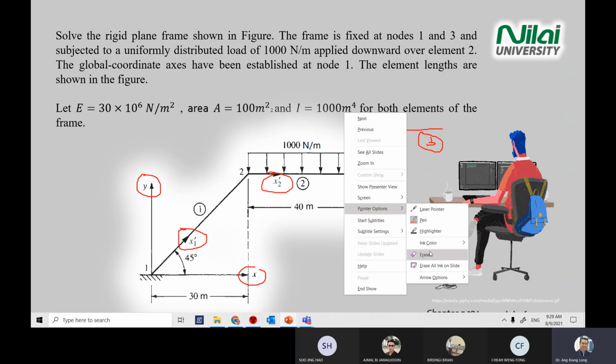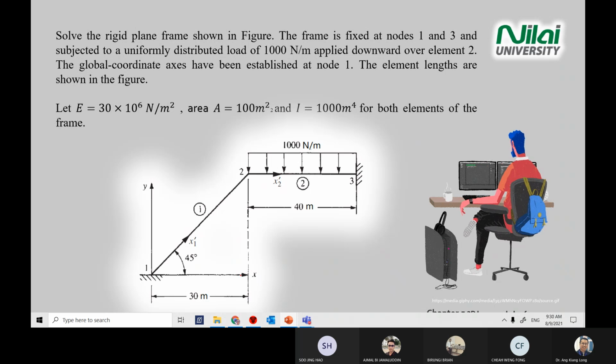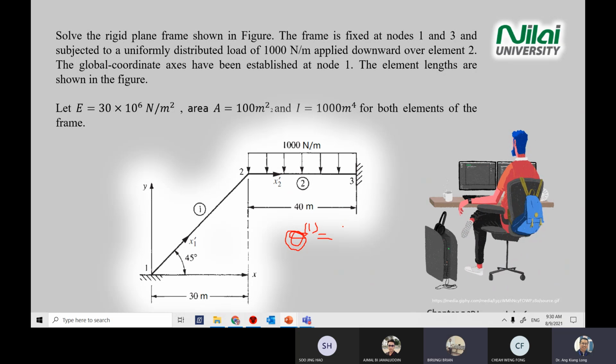All right, now before we go forward, what is the angle for element 1? Brian, what is the angle for element 1? Brian, are you there? Yes, sir. What is the angle for element 1? 45. 45, positive or negative? Positive. Okay, excellent.